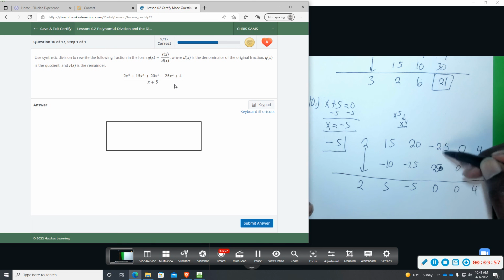So I say subtract whenever I see one sign different. Otherwise, you will add them up. So 4 is our remainder. This is our R of x term.